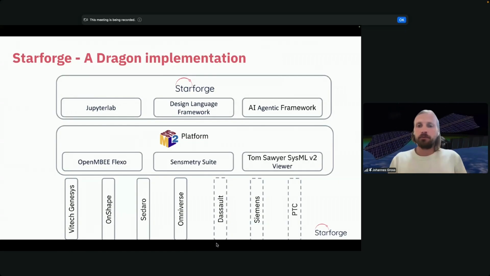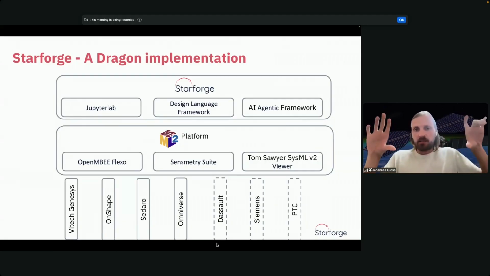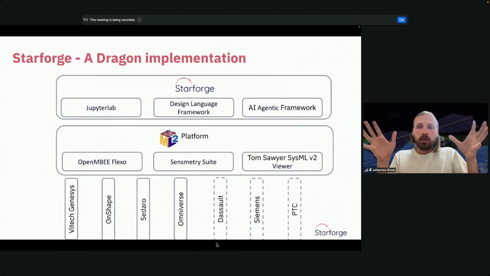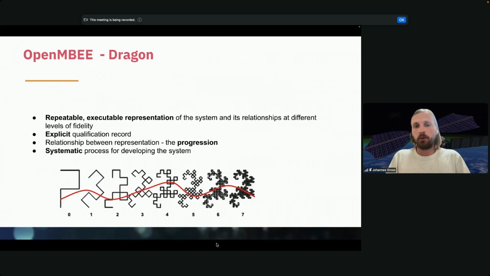The third piece in the puzzle here is Tom Sawyer's SysML v2 viewer that we're also using in that application. But on top of that is Starforge, and that's really the framework that we're building around here. It's about how we architect these SysML models so that we get this flexibility and all the functionality that we want out of it. One of the main learnings of that is the Dragon architecture. There's a paper from Robert and the team at JPL that you can download.